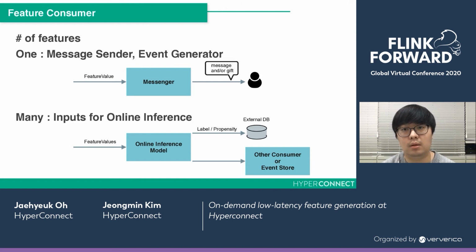Types of sinks can be categorized by the necessary number of features to be used. The first case is when one feature value is needed to get the result. For example, we can design a feature value with a module called message sender that sends messages along with GIFs to the specified user. The second case is when multiple features are necessary to get the result. We used to supply features to the online inference model to categorize the user or predict the propensity, and then send the result to the database, to the trigger, or to the event generator as a new kind of event.